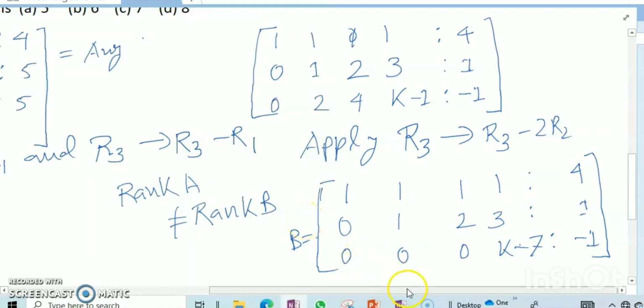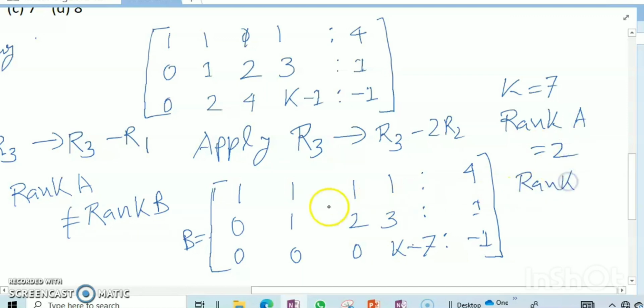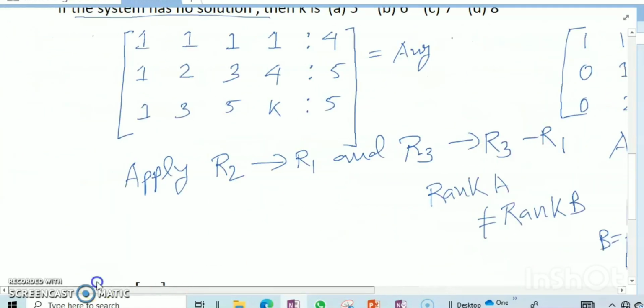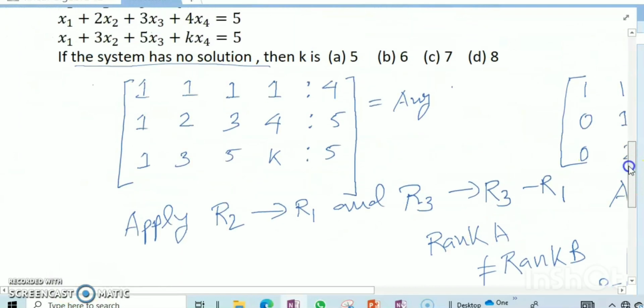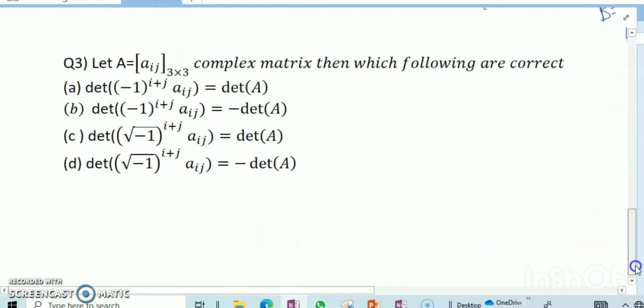This is possible only if, suppose k equals to 7, then the rank of A equals to 2, and the rank of the augmented matrix B is equal to 3. So no solutions. Option C is correct. So k is 7 if the system has no solution.